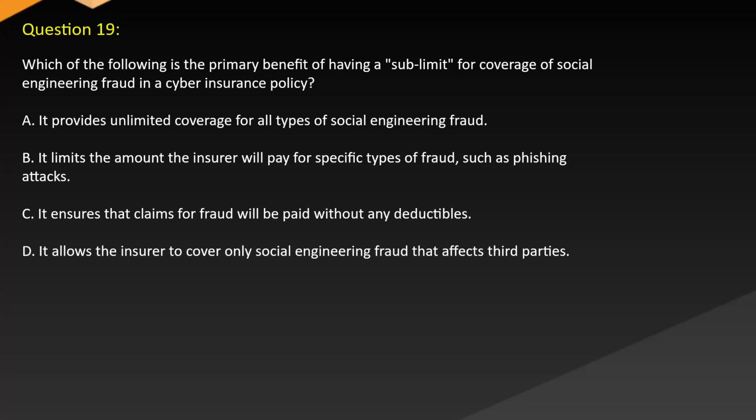Question 19. Which of the following is the primary benefit of having a sublimit for coverage of social engineering fraud in a cyber insurance policy? A. It provides unlimited coverage for all types of social engineering fraud. B. It limits the amount the insurer will pay for specific types of fraud, such as phishing attacks. C. It ensures that claims for fraud will be paid without any deductibles. D. It allows the insurer to cover only social engineering fraud that affects third parties.